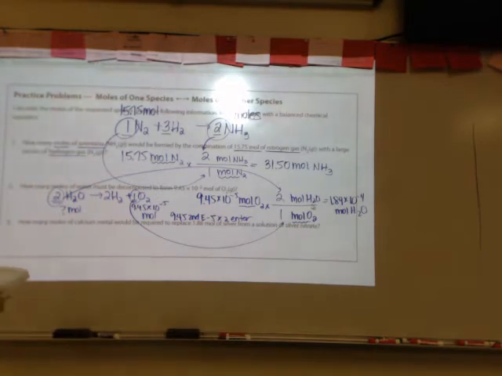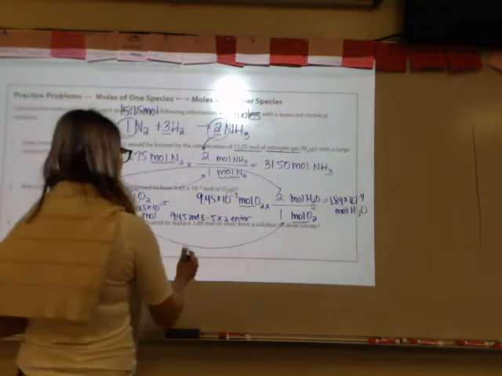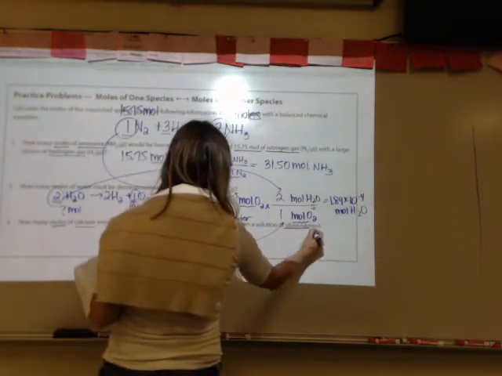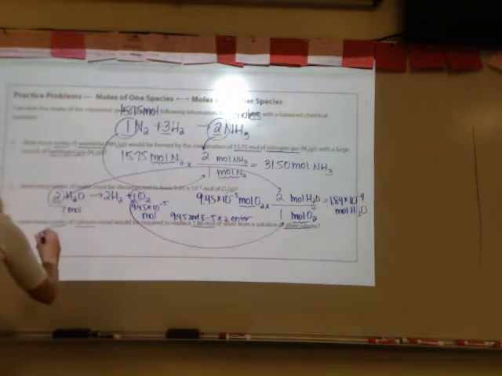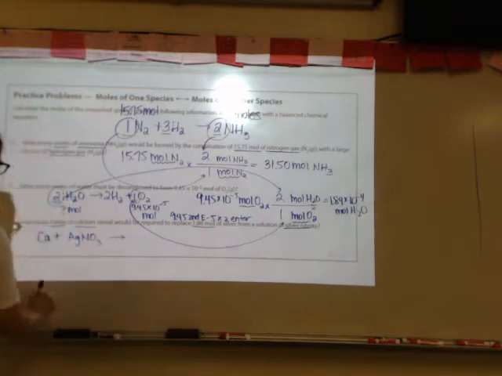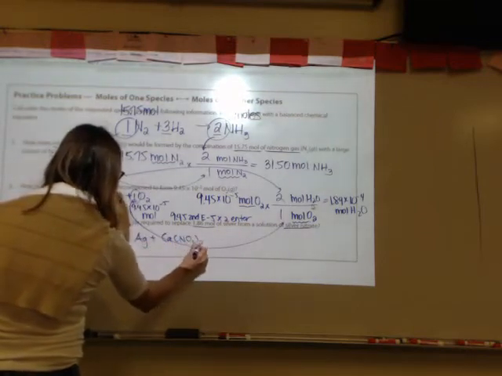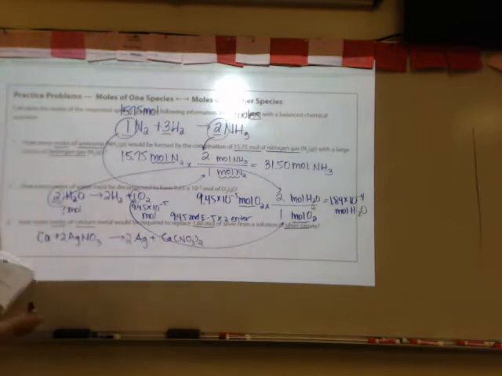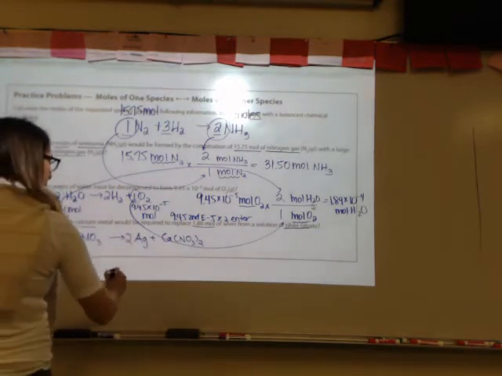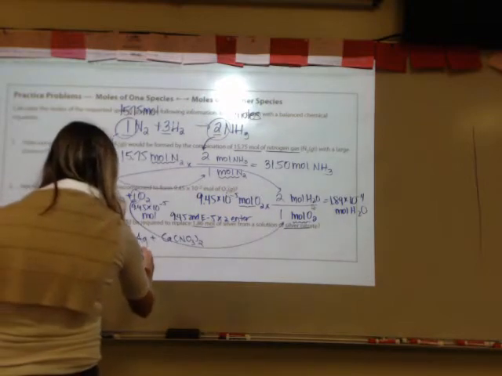Number 3, how many moles of calcium metal are required to replace 1.86 moles of silver from a solution of silver nitrate? So that means calcium is combining with silver nitrate in a single replacement reaction. This is a metal replacement, so calcium will replace silver. You'll kick out silver and you'll get calcium nitrate. Here's your balanced equation.